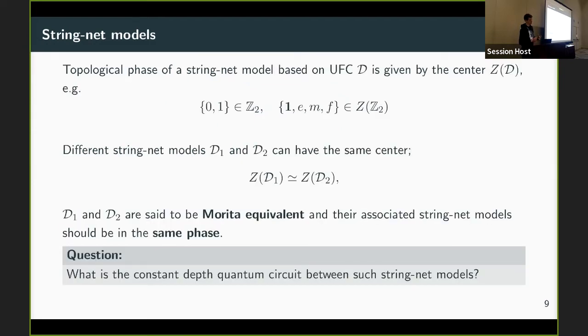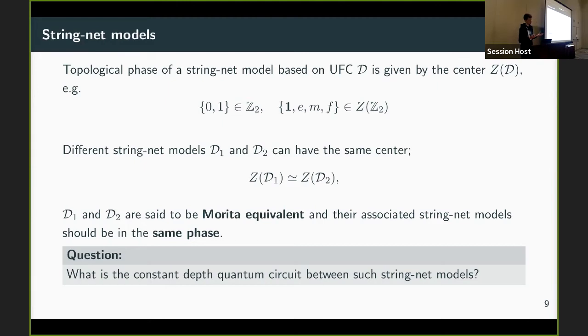Now, the topological phase of a string net model based on some UFC D is actually given by the center of D. What this means is that, as an example, the input to the toric code would be the Z2 UFC, and the output, the center of that, would be the toric code. So this is the thing with 4 anyons: the electric, magnetic, and the fermionic excitation. Mathematically, the way of going from this Z2 to these 4 anyons is called the center. Now, importantly, different string net models, D1 and D2, can have the same center.